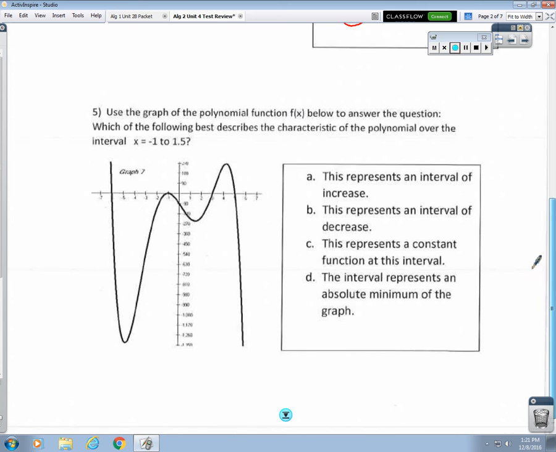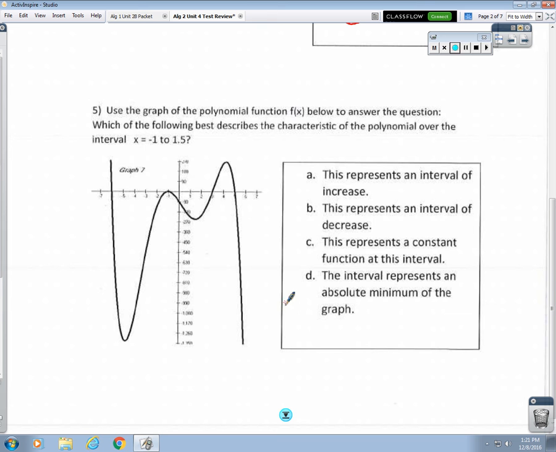Okay, next question, number 5. Use the graph of the polynomial function f of x below to answer the question. Which of the following best describes the characteristic of the polynomial over the interval x equals -1 to 1.5? So what I'm going to do is go to x equals -1, which is right here, and go to x equals 1.5, which is right here. What's going on between those two lines I just drew? It's decreasing, right? So this represents an interval of decrease.